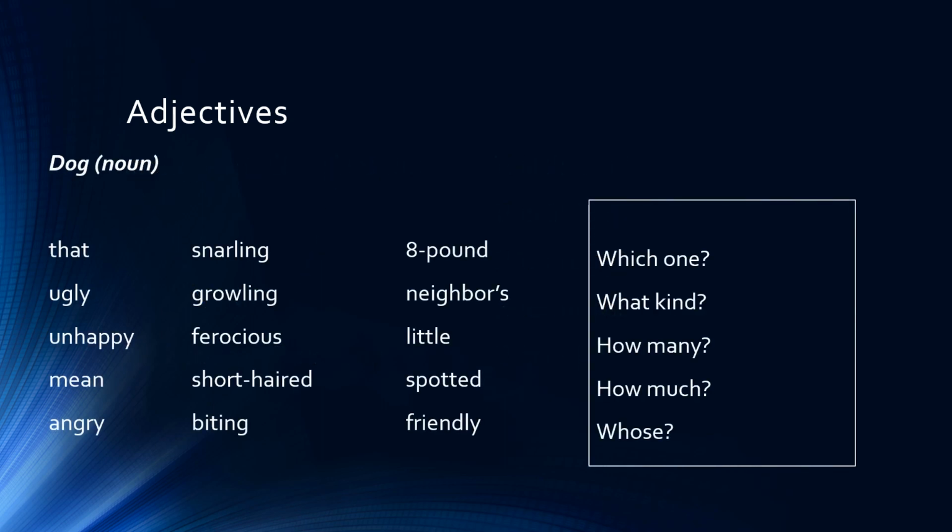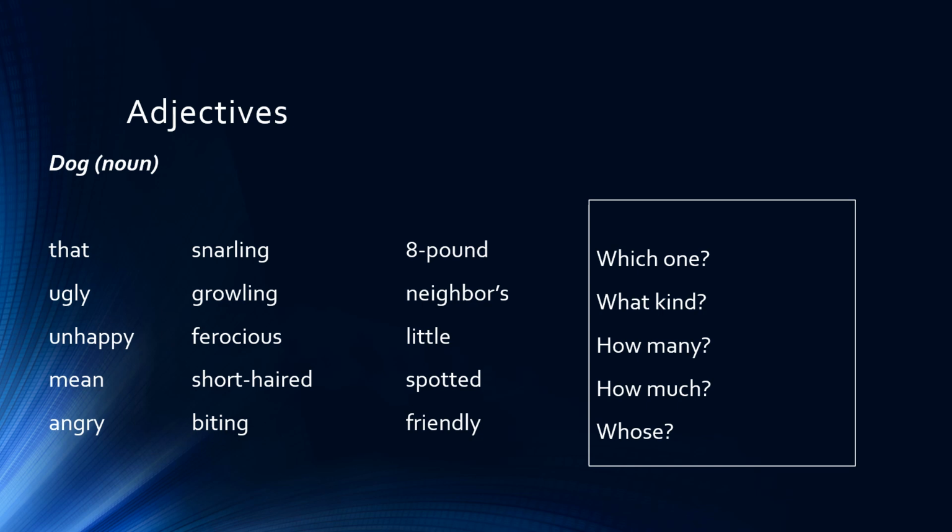Let's think about adjectives that would modify the noun dog. That dog, snarling dog, an 8-pound dog, my neighbor's dog, a little dog, a friendly dog, an unhappy dog. When we look at the list of questions again, which one, what kind, how many, how much, or whose, and look at the different adjectives that I have here describing the noun dog.